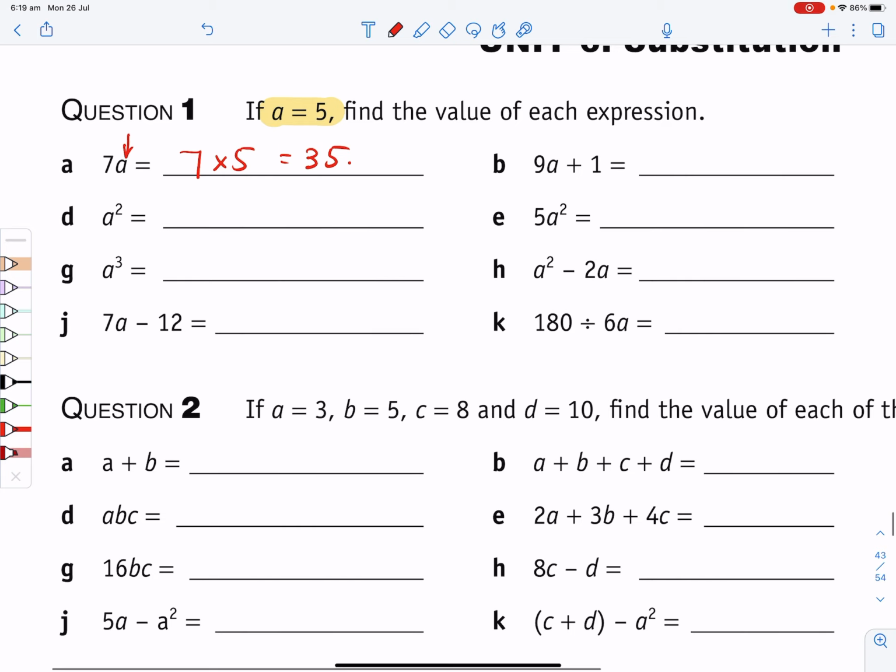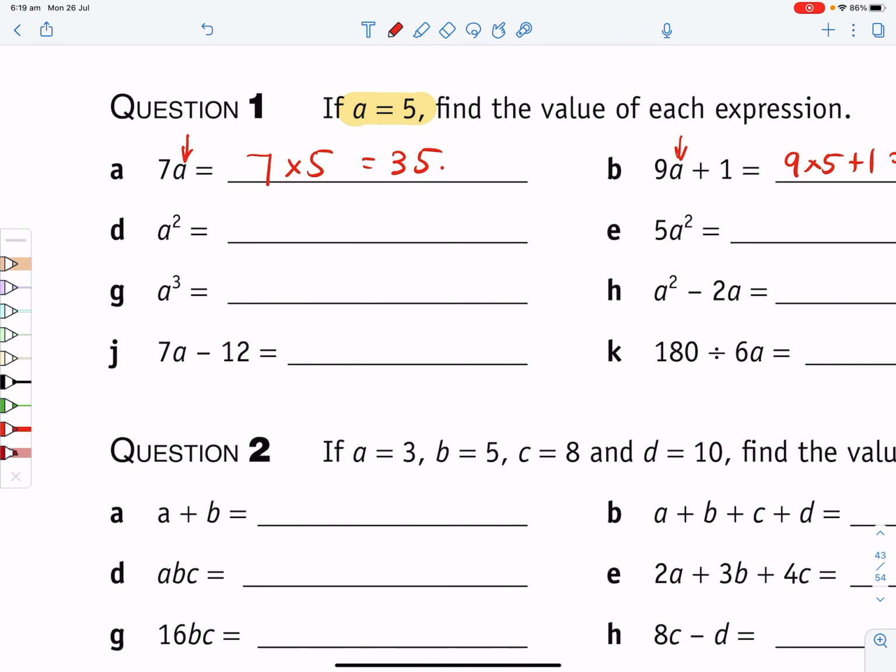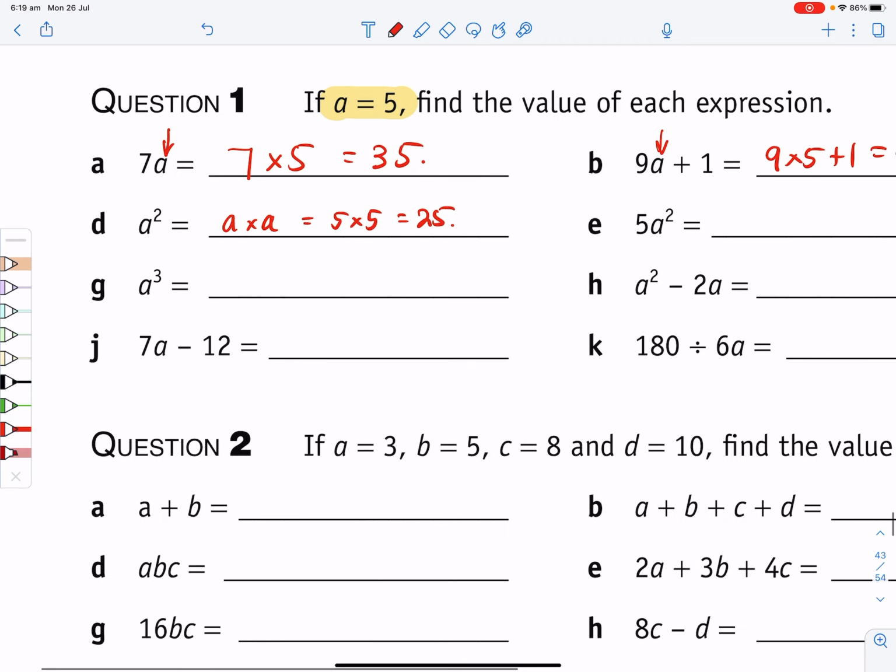In B, 9 times a plus 1. So you're going to do 9 times 5 plus 1, which is 45, plus 1, which is 46. I'll jump straight to D, a squared. Well, anything squared means multiply it by itself. So a squared is the same as a times a. Okay, so 5 times 5, which is 25. G, a cubed is going to be a times a times a, which is 5 times 5 times 5, which is 125.